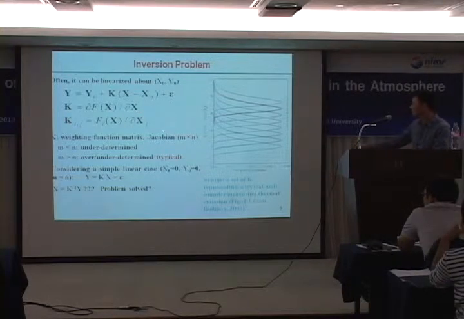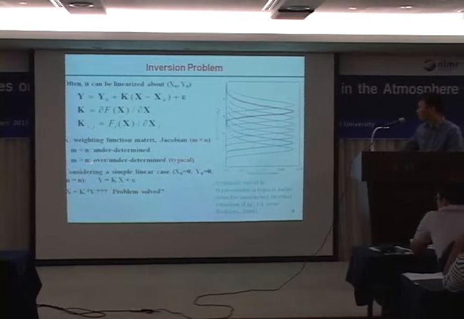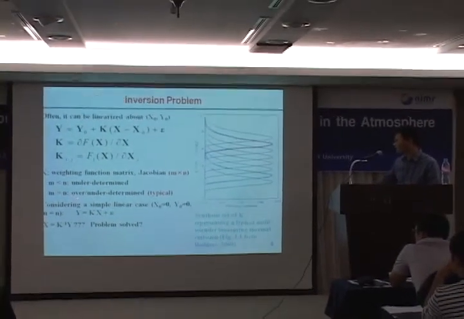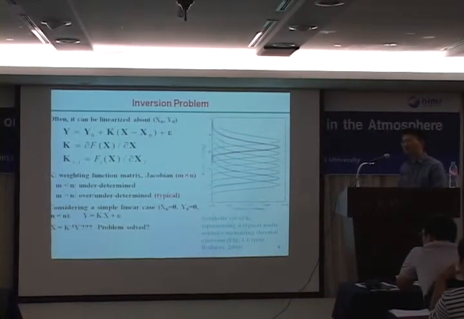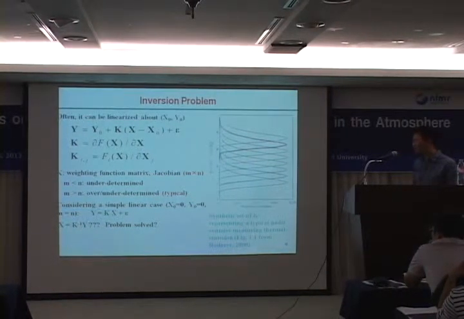So in this system, if you have fewer equations and more unknowns, then the system is underdetermined because you have more unknowns. But typically, we have a lot more equations than the unknowns, so it's overdetermined. But in reality, because not all the equations are independent, they are related to each other, in most conditions it's still an underdetermined problem.